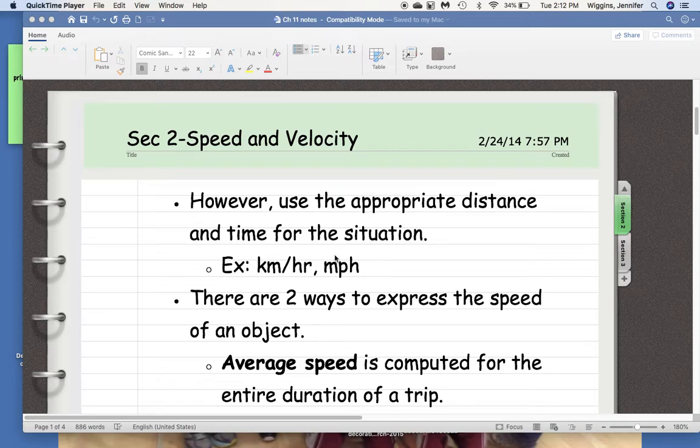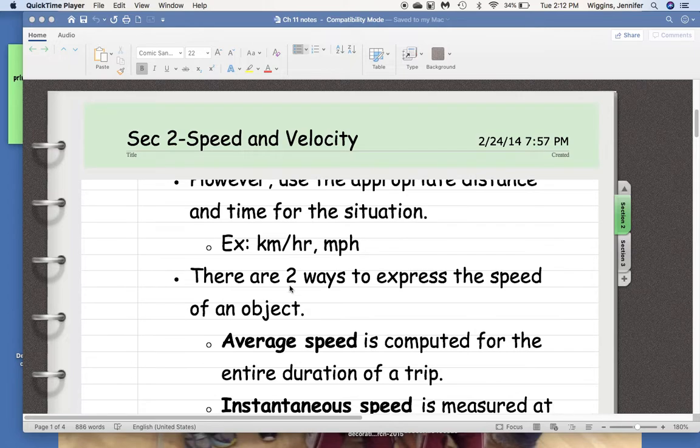Miles per hour is written as mph. Kilometers per hour is written as km/h. Make sure you write it like this if you're doing miles, and kilometers like this. If not, this could be meters per hour or something, but this is miles per hour, kilometers per hour.